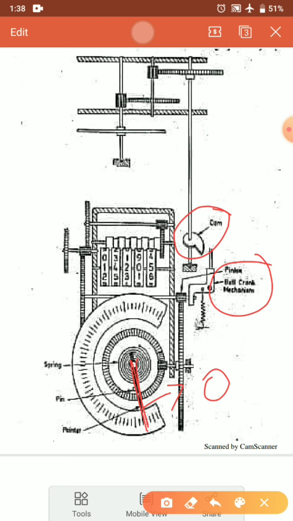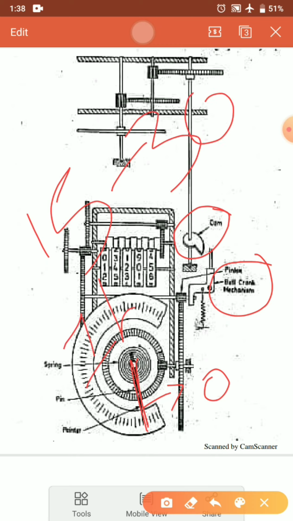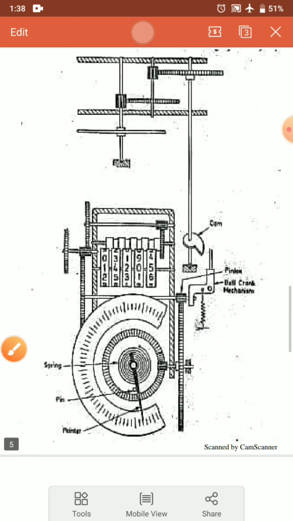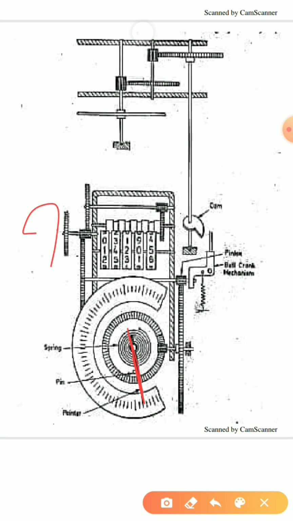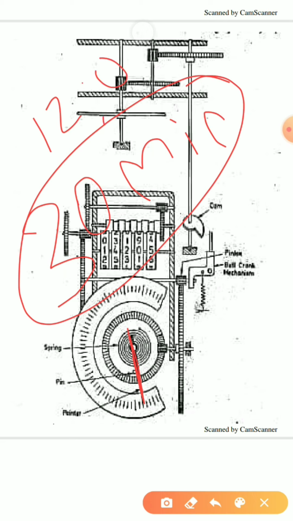Now we can see here that this pointer is held by a special friction device which will indicate whatever energy is consumed for the interval of time. Now what I will do is I'll select some interval. Let me take the interval to be 15 or 30 minutes or 1 hour. For example I am taking it to be 30 minutes. Starting from 12 pm, from 12 pm to 12:30 pm, what was the energy consumed? From 12:30 pm to 1 pm, what was the energy consumed? That will be measured by this pointer.